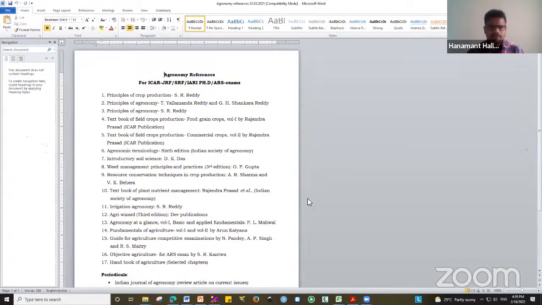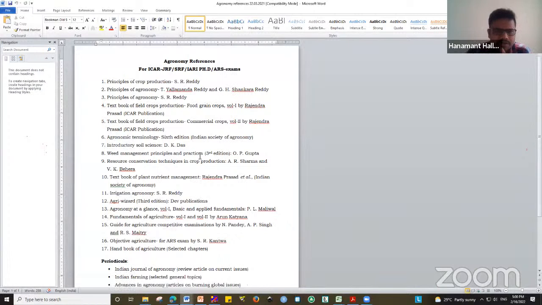Are you able to see this slide? Yes. So these are some of the books you must go for in the preparation for agronomy. These are books for general agronomy for different topics, but specifically for weed management, you must refer to at least 2 books. That is Weed Management: Principles and Practices, 3rd edition by U.P. Gupta.